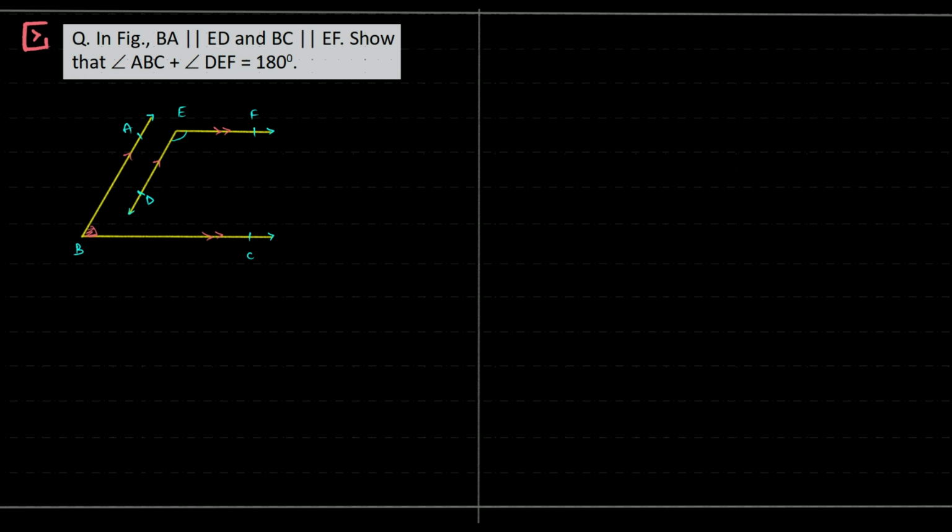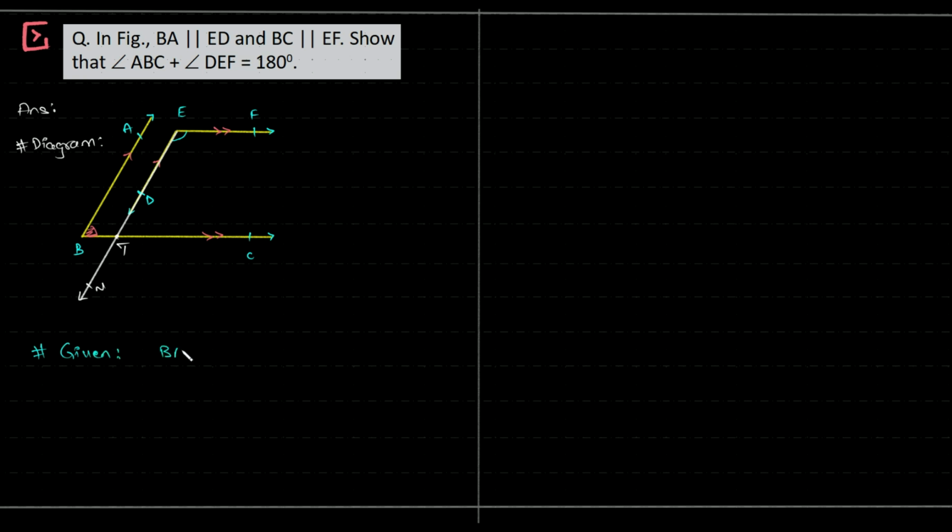So here too, if you have seen the previous set of questions, we have done a similar question. The clue is this: we'll extend ED to say N, meeting BC at T. So we have the diagram. Okay, that's your diagram, and we'll start with the given.